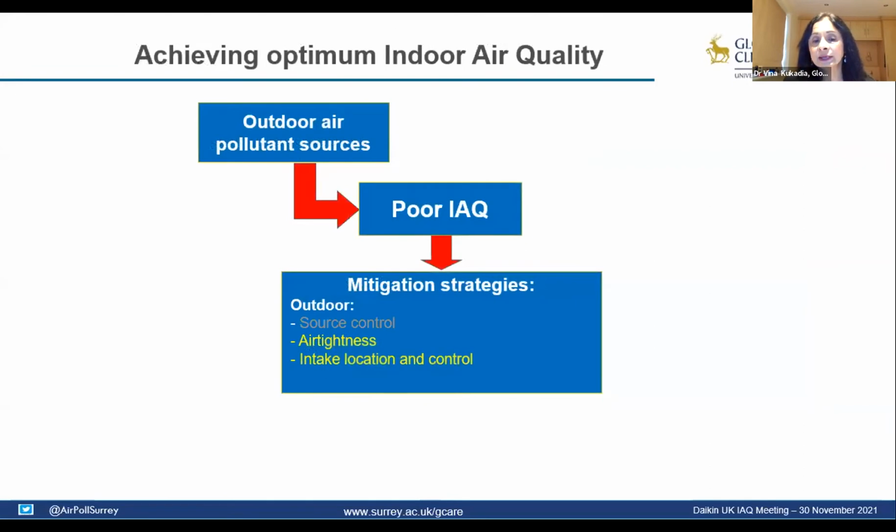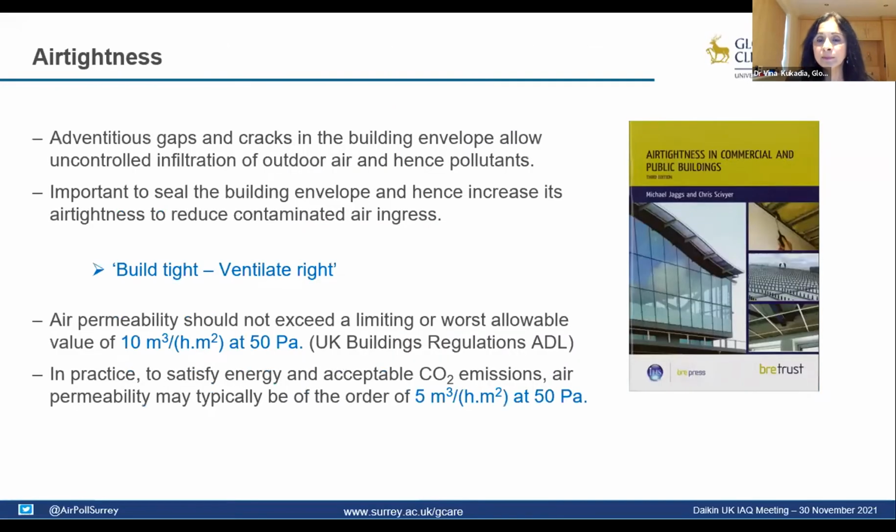So the next one is looking at air tightness and intake location and control. Many of you may have seen this document written by BRE on air tightness in commercial and public buildings. Many people don't understand exactly what air tightness is. It's really adventitious gaps and cracks in the building envelope that allow uncontrolled infiltration into the indoor environment. So with the fresh air, or with the air outside, comes the pollutants as well.